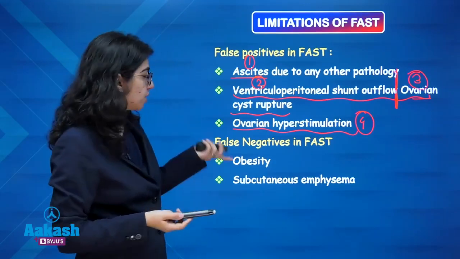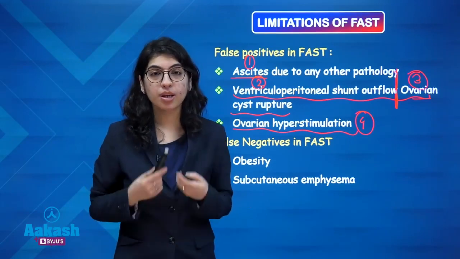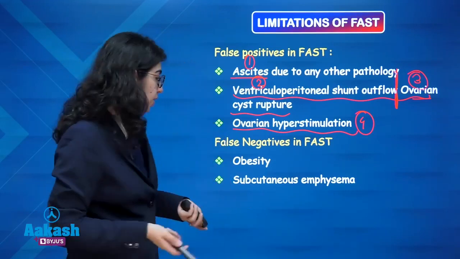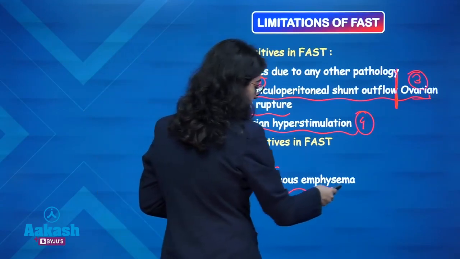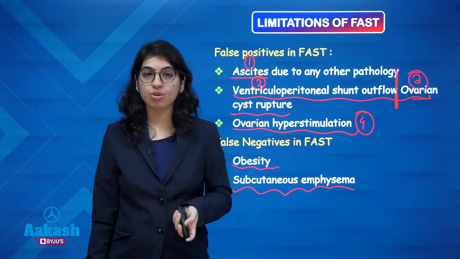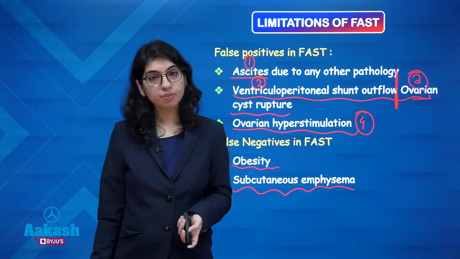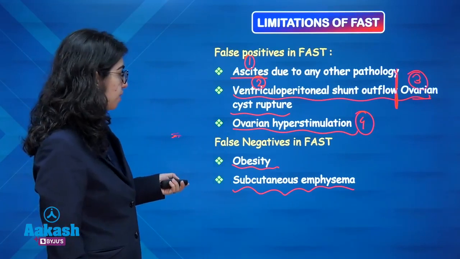False negative: the patient is having fluid but you're not able to assess it. Obesity. Obesity is again a problematic thing for doing ultrasound. A lot of subcutaneous emphysema. Again, air is an enemy of ultrasound. The ultrasound waves will not be able to penetrate into the abdomen. These are false negative causes of FAST.